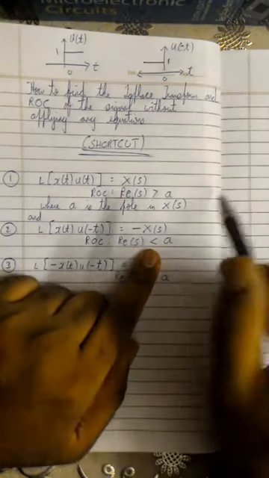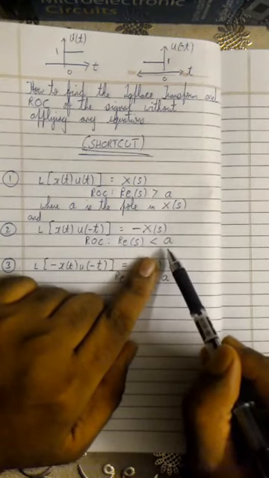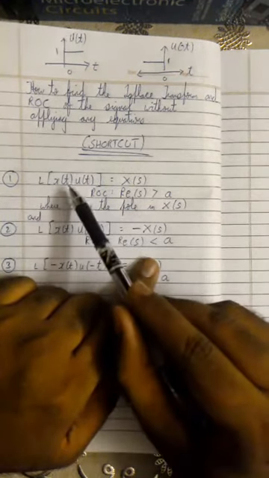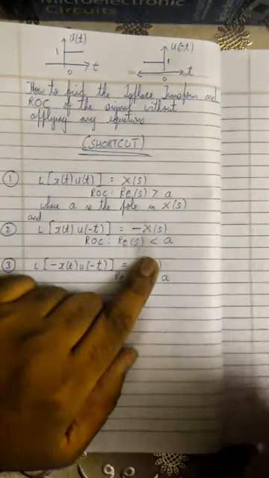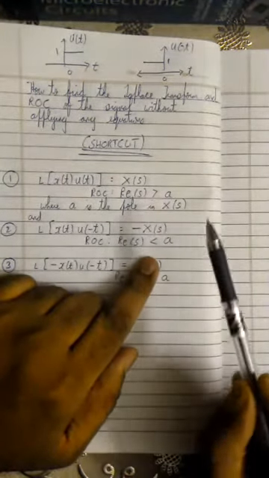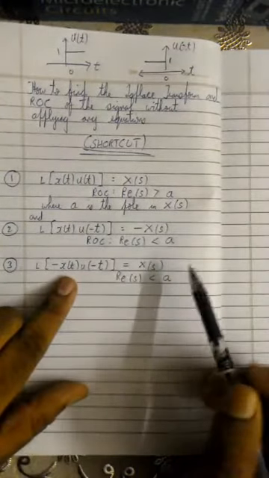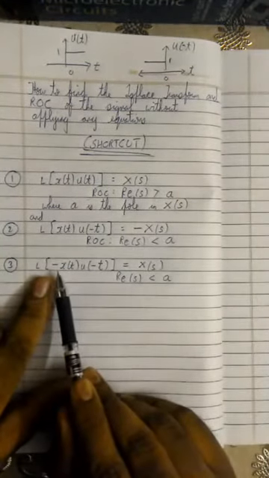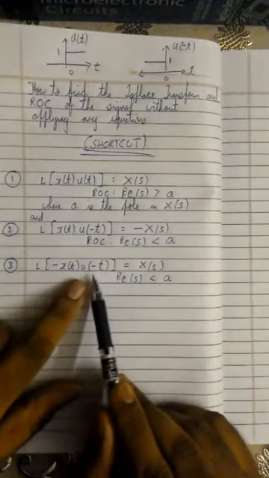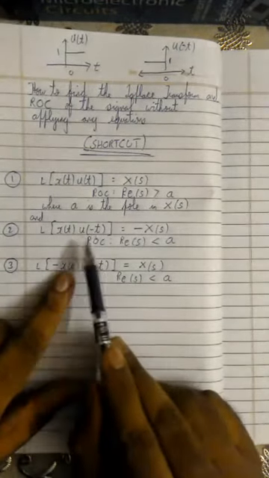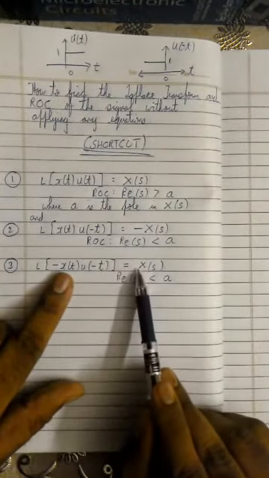That means if it is a left-sided signal, then the real part of s will be less than a. If it is a right-sided signal, then the real part of s is greater than a, where a is the pole in X of s. Likewise here in this example, I have already put a minus sign over here: minus x of t into u of minus t. Minus of minus becomes plus, so this will become X of s.